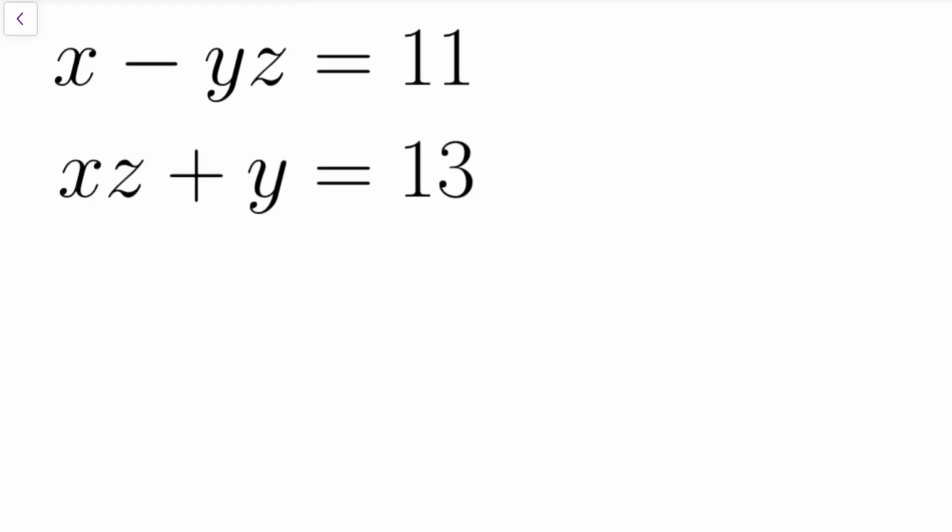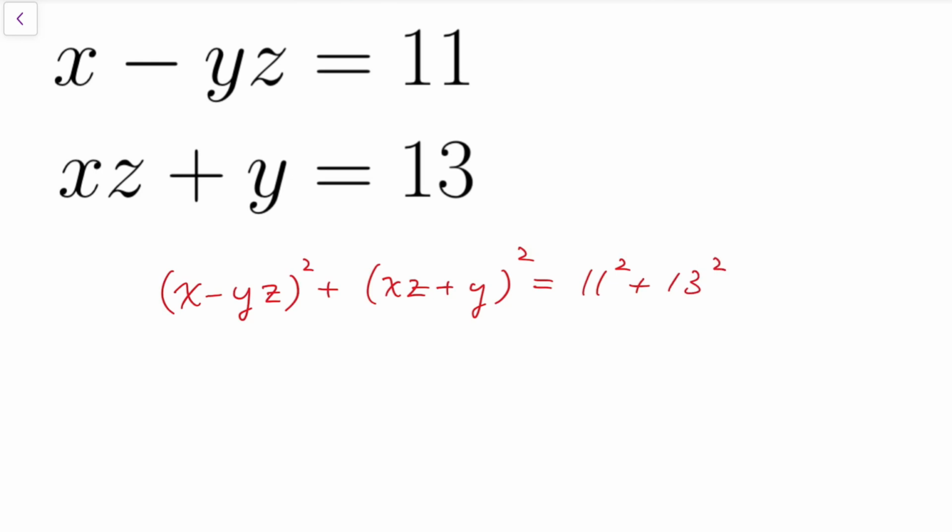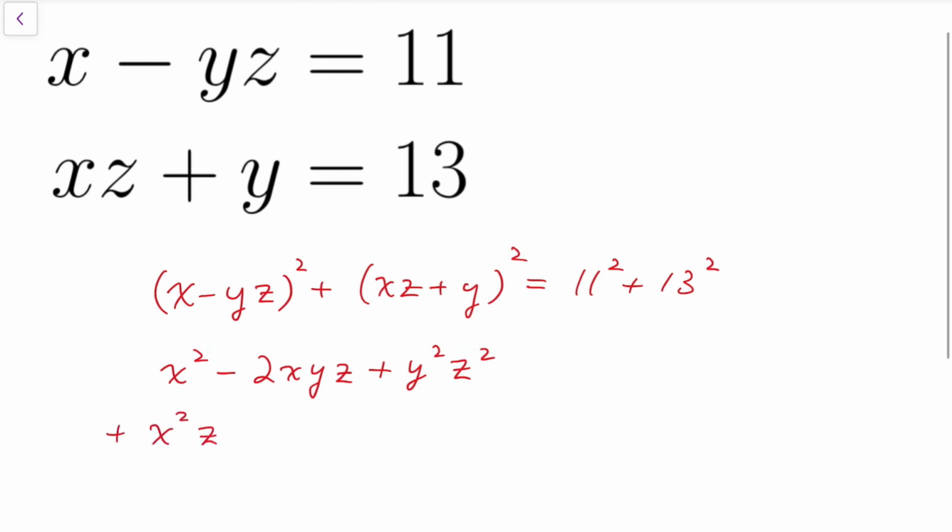The trick to solve this system of equations is simple. We can square both sides of both equations and add them up. So we have (x minus yz) squared plus (xz plus y) squared equals 11 squared plus 13 squared. Then expanding the left side, we have x squared minus 2xyz plus y squared z squared plus x squared z squared plus 2xyz plus y squared. And then the right side is equal to 290.